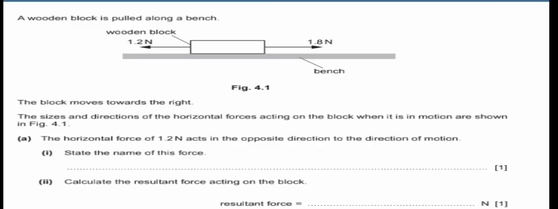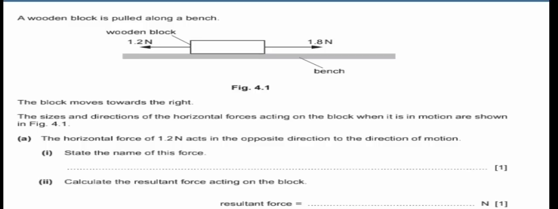So the first question is saying a wooden block is pulled along a bench. So we have two forces acting opposite to each other. The first one is 1.8 newtons, then the other one is 1.2 newtons. The question continues. The block moves toward the right. So the block moves on this side here. The sizes and the directions of the horizontal forces acting on the block when it is in motion are shown in figure 4.1. Question A.